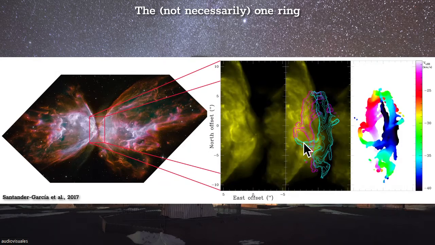Here we saw that there's not only one ring, but there's another ring which is much younger, and it was ejected later, and it has more or less the mass of a Jupiter planet.